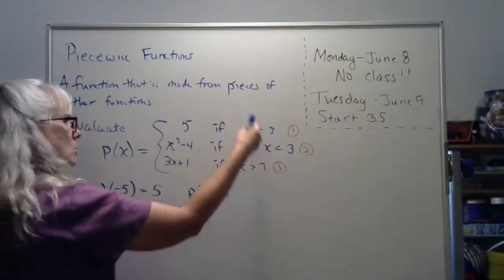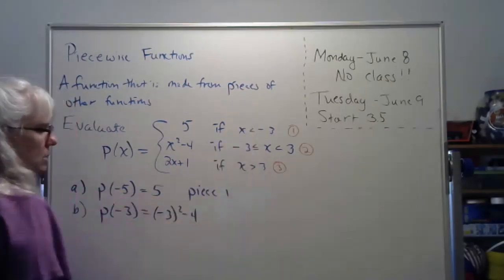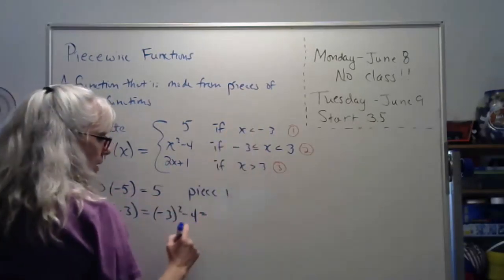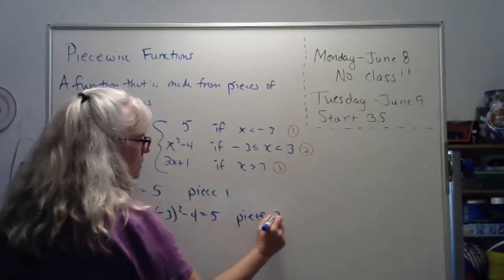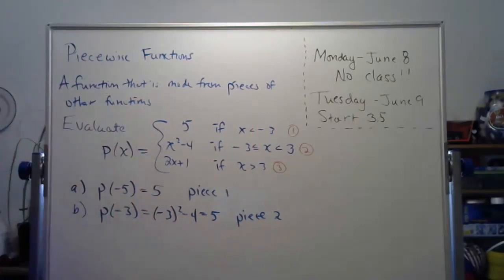The only information that we really need is which one we're plugging it into. So negative 3 squared is 9. 9 minus 4 is 5. And again, I used piece 2. It's a fluke that these both came out to be 5. It just happens.